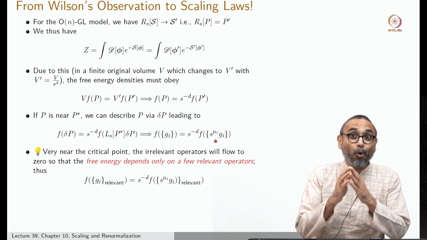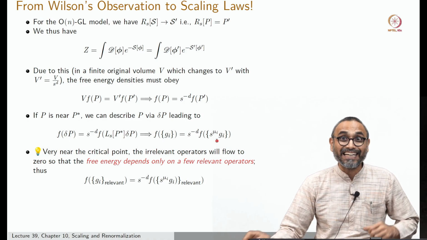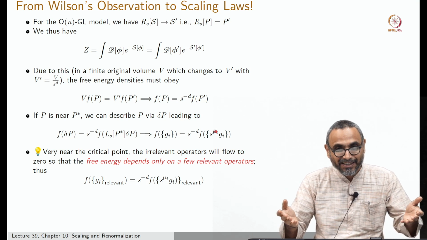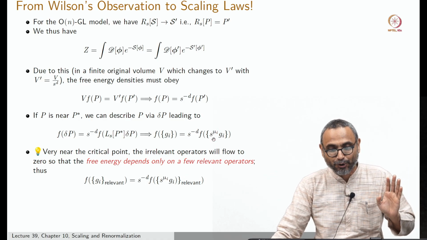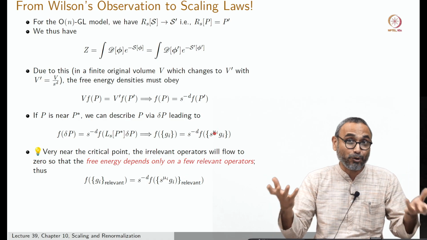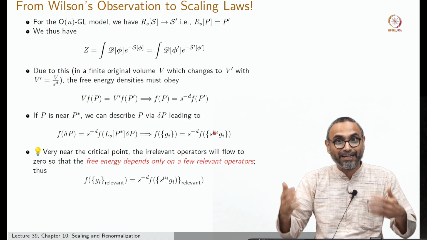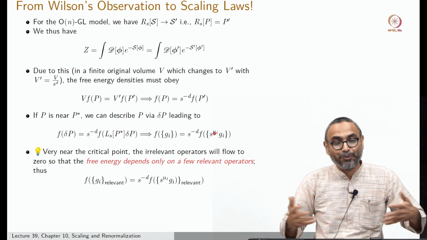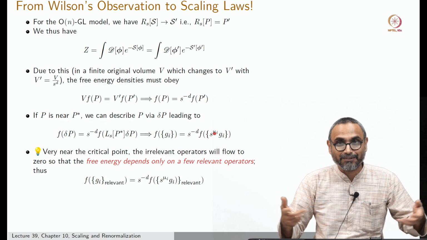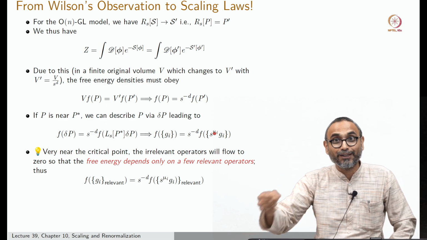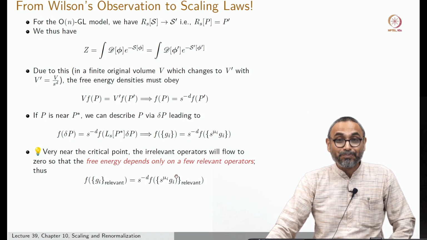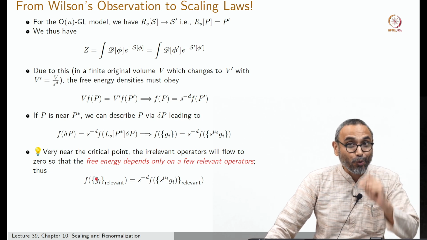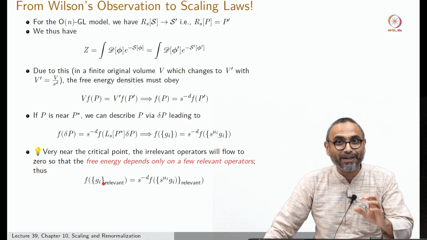We need to keep only the relevant operators here, because for the irrelevant operators, where mu i are negative, as you keep increasing s, the coefficients will just go to 0, because s is a number greater than 1. We are coarse graining and taking it to the negative power, so it will keep decreasing in magnitude and go to 0. So if you do the renormalization group transformation a lot of times, all the irrelevant operators drop out, and near the critical point, the free energy will be a function of only the few relevant operators that are remaining.